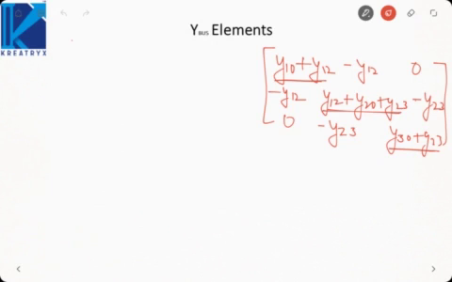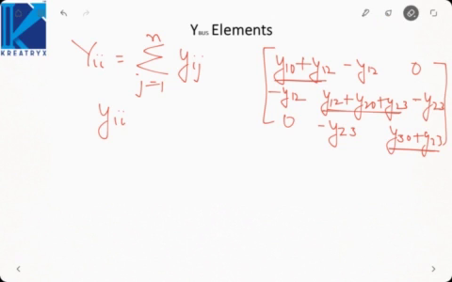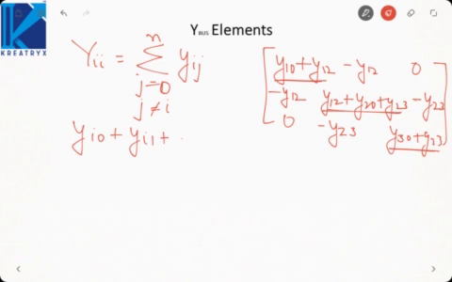So what I can generalize is, Yii is equal to sigma j is equal to 1 to n, Yij, or rather go from 0 to n, where j is not equal to i. So it will be like Yi0, Yi1 up to Yin.